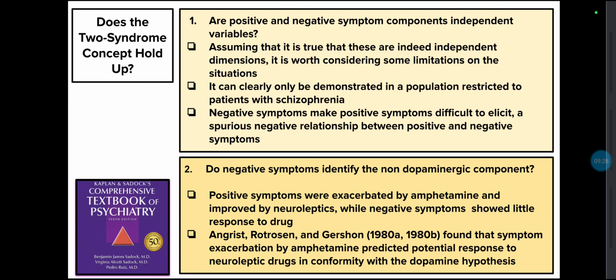Coming to the second question, do negative symptoms identify the non-dopaminergic component? So as the positive symptoms were exacerbated by amphetamine and improved by neuroleptics, while the negative symptoms showed little response to drug, 3 of the scientists, that is Angrist, Rotrosen, and Gershon, found that symptom exacerbation by amphetamine predicts potential response to neuroleptic drugs in conformity with the dopamine hypothesis.